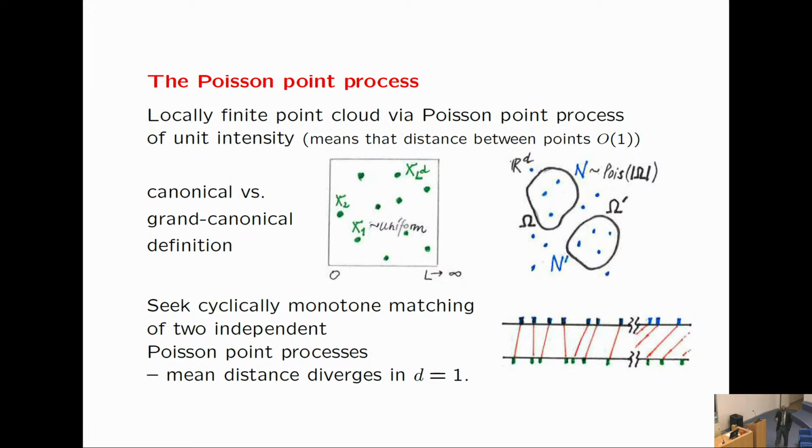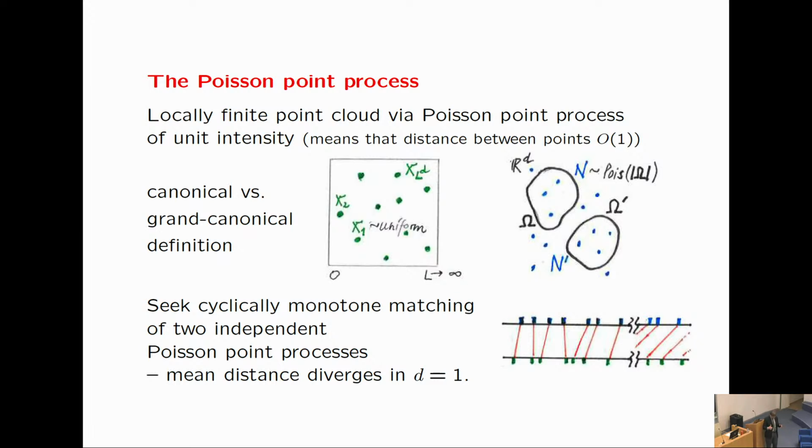Okay, so now the question is, let's take two independent realizations of the Poisson point process, and let's try to match them in an optimal way. I cannot write down the variational problem because the energy would be infinity, but I can ask that it's cyclically monotone, which in a certain sense means whenever I do a finite change, I only increase the energy. So that makes sense. So let's ask that question.